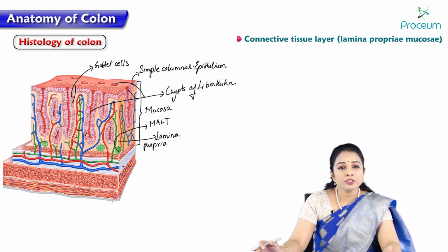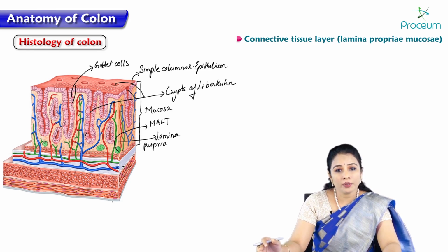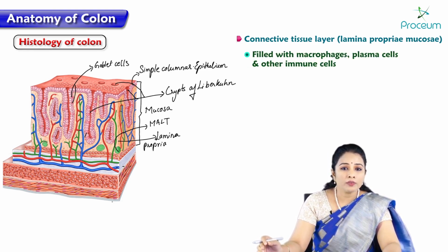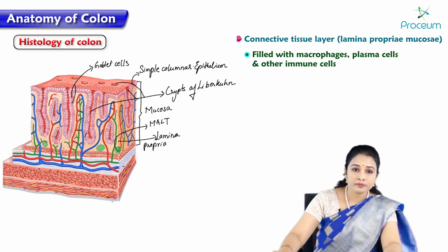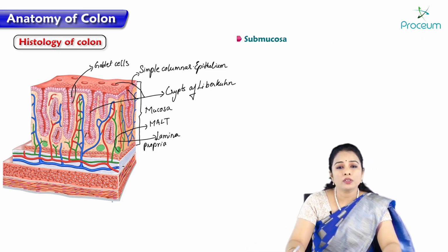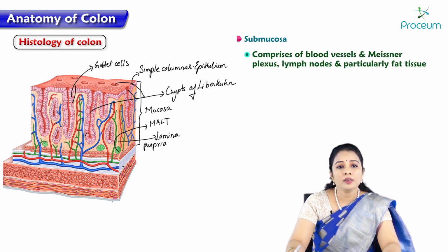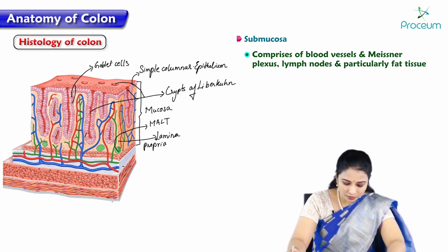Next, the connective tissue, that is the lamina propria. So, lamina propria mucosae is filled with macrophages, plasma cells and other immune cells. Submucosa. Submucosa comprises blood vessels, Meissner's plexus and the lymph nodes, particularly the fat tissue.